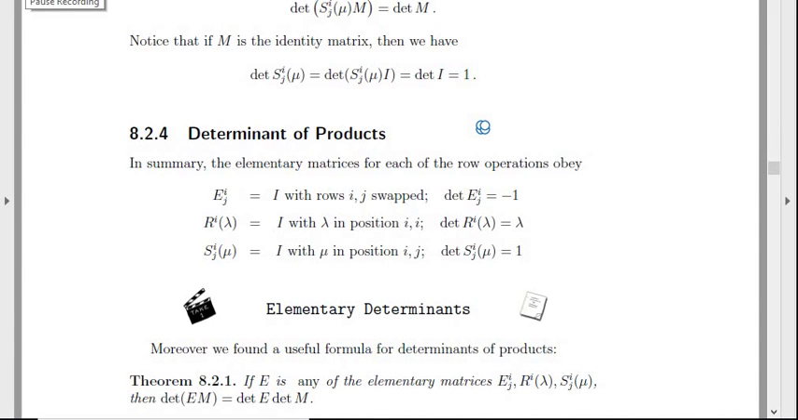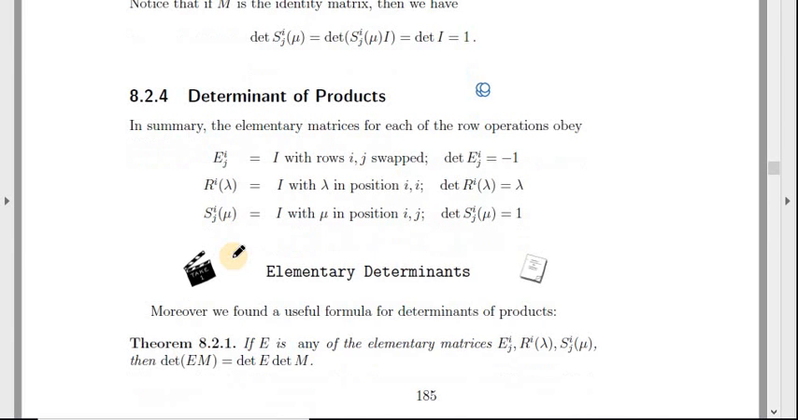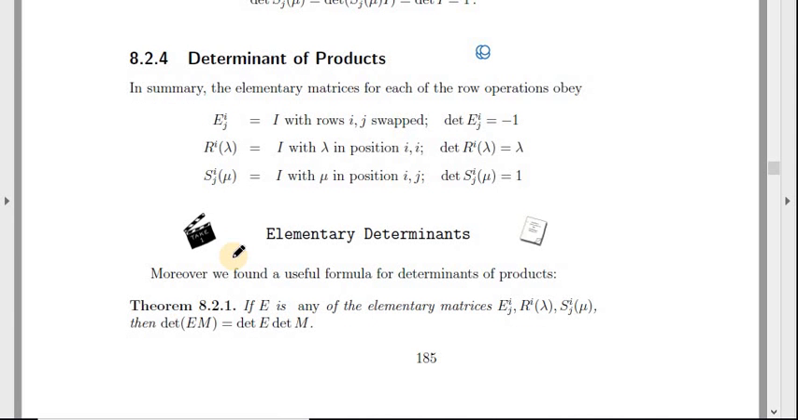All right, let's recap a little bit what we've been talking about in the last video. We have three kinds of elementary matrices: row swap, row multiplication, and row multiply and add. And we found in each one of those three cases, through exhaustive consideration, that the determinant of that elementary matrix multiplied by any matrix is equal to the product of the determinant of the elementary matrix times the determinant of the matrix itself.